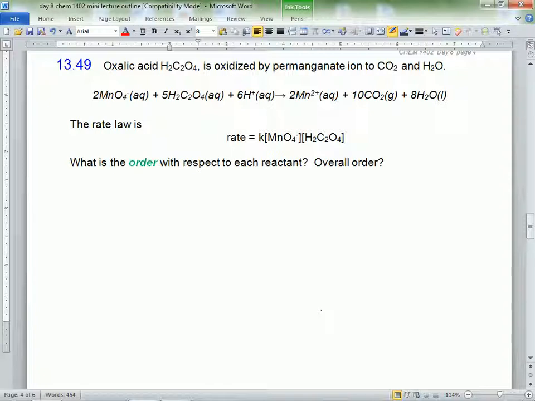We'll try it again, but let's try this one first. Oxalic acid is oxidized by permanganate to carbon dioxide and water. And there's this big, long reaction for it. And there's the rate law. What is the order with respect to each reactant, Tegan, and then the overall order? How would you start this out?